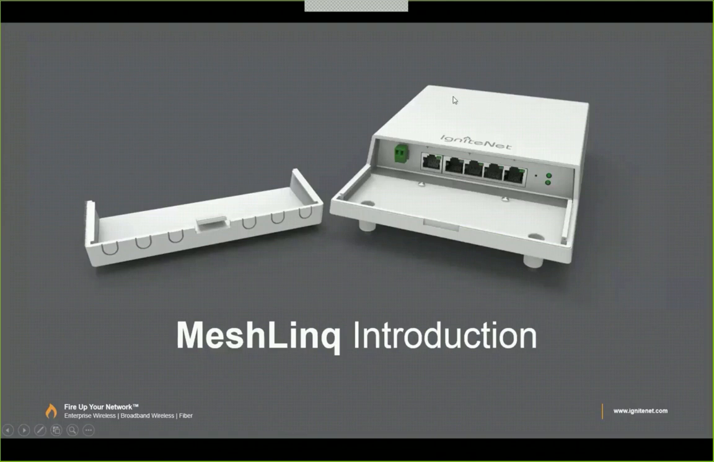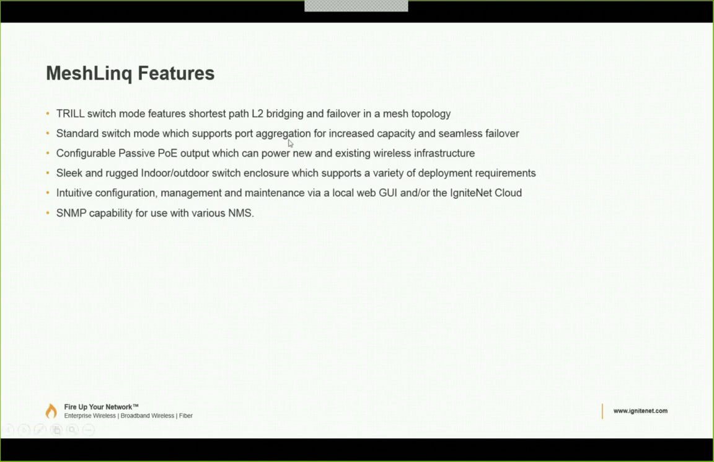I'm going to briefly talk about MeshLinq here for a minute. So MeshLinq is our switch that we've designed to work very well with MetroLinq, and it features something called TRILL, which is shortest path layer 2 bridging and failover in an arbitrary mesh topology.